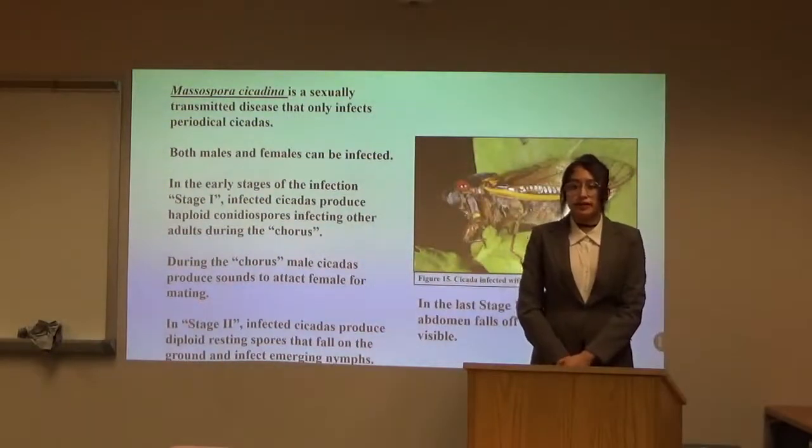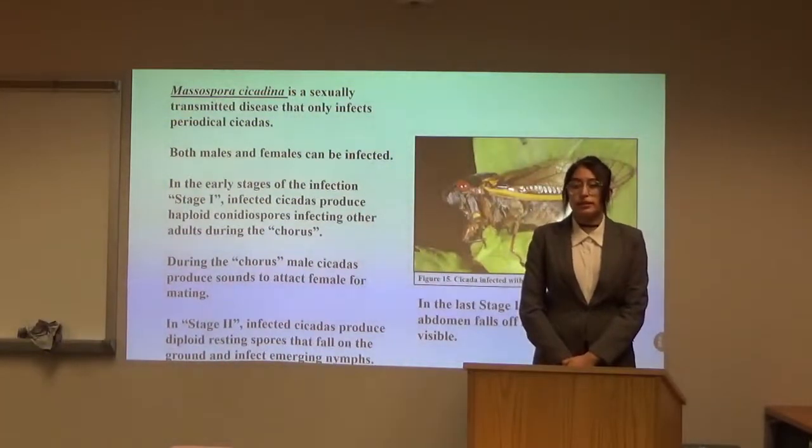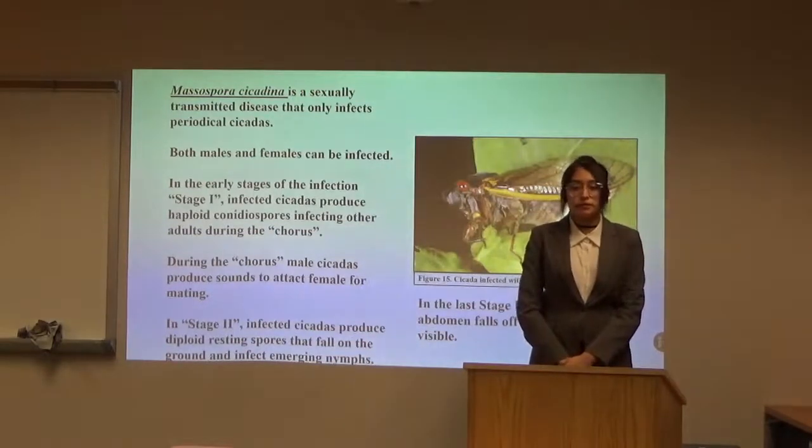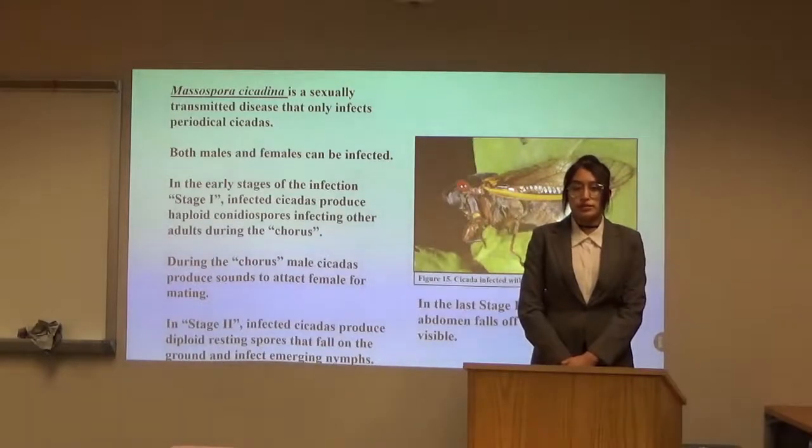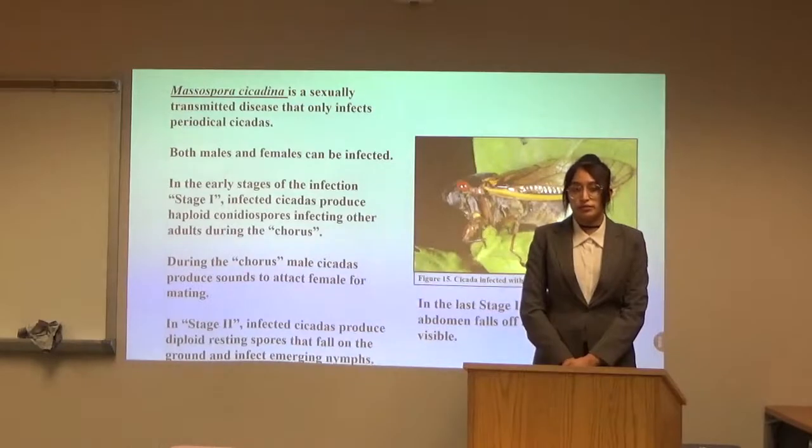Massospora Cicadina is a sexually transmitted disease that can only infect the population of periodical cicadas, and it affects both females and males. In stage 1, one of the early stages of the disease, infected cicadas will produce haploid conidia spores that will facilitate the transmission to other adults during the chorus. In the chorus, male cicadas will produce sounds for the purpose of attracting females and therefore mating.